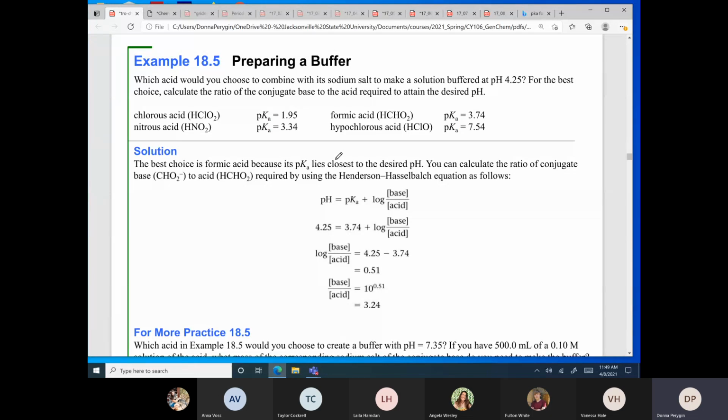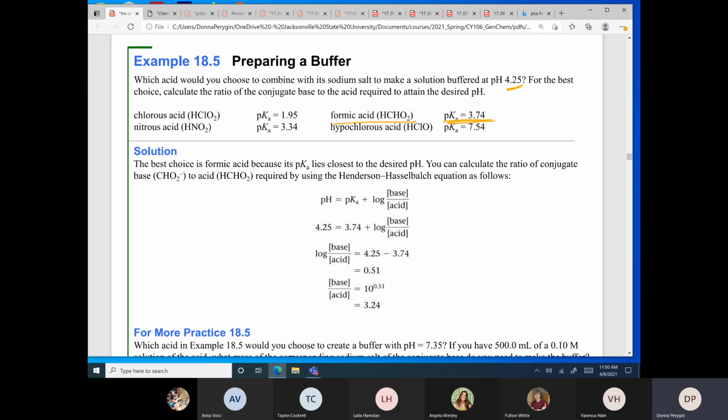All right, so preparing a buffer is fairly straightforward and the calculation is not all that difficult. Which acid would you choose to combine with the sodium salt to make a buffered solution at 4.25 pH? If you want the buffered solution to have a pH of 4.25, you want to choose an acid that has a pKa of approximately the same pH. So the pKa of 3.74 for formic acid is going to be the closest one to the 4.25. So that's the one we're going to choose.